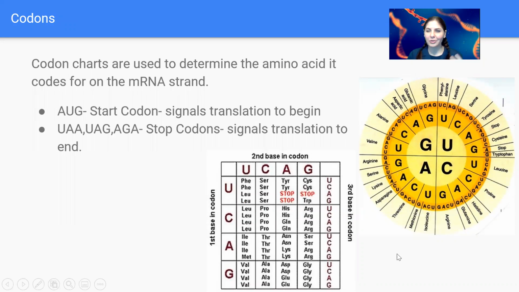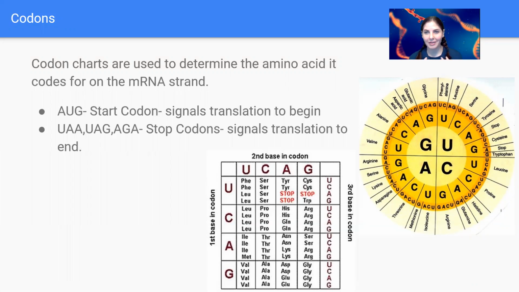So next up, we're going to look at these 2 different codon charts. You are probably more familiar with one of these charts over the other. However, I suggest you make sure you know how to use both of them, just in case you're only given one form of this on an exam.